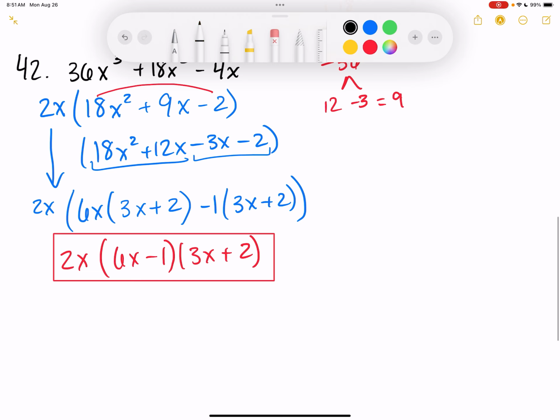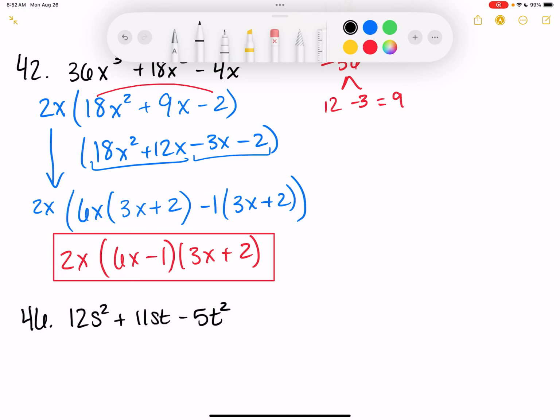Number 46: 12s squared plus 11st minus 5t squared. So what is different about this one compared to the other problems, aside from the fact that the variable is an x? Yeah, there's 2 in the middle. We have 2 different variables, right? And the first one and the last one have a square on them.